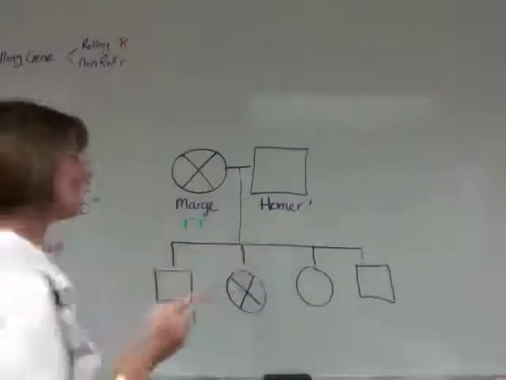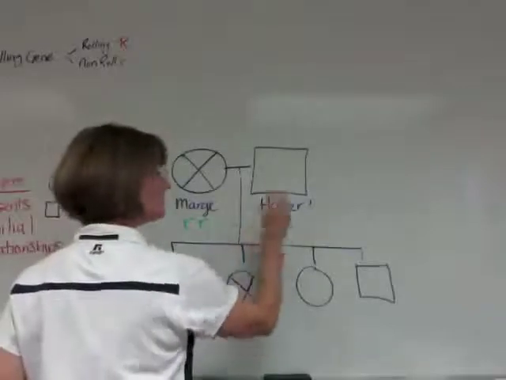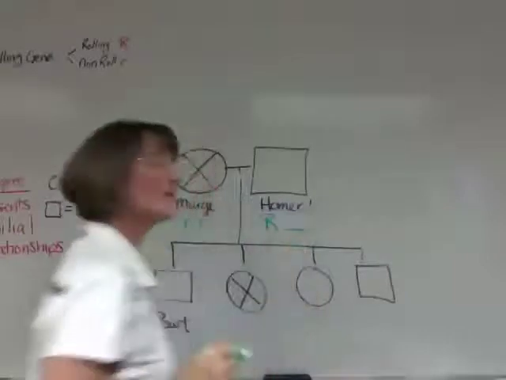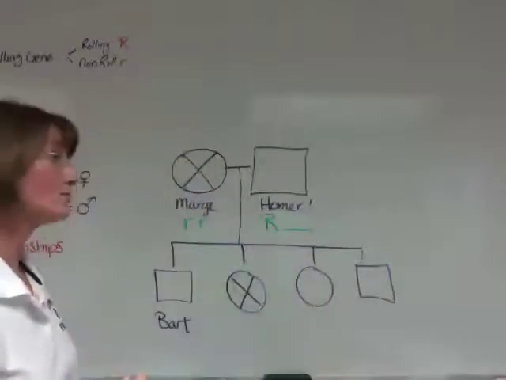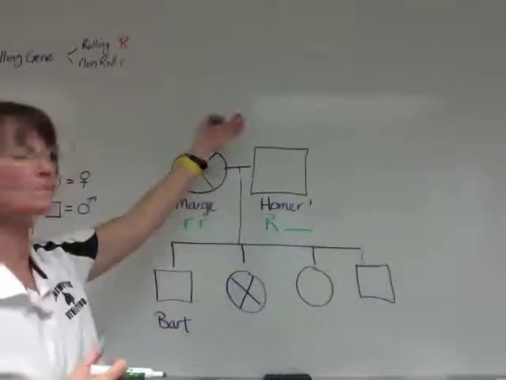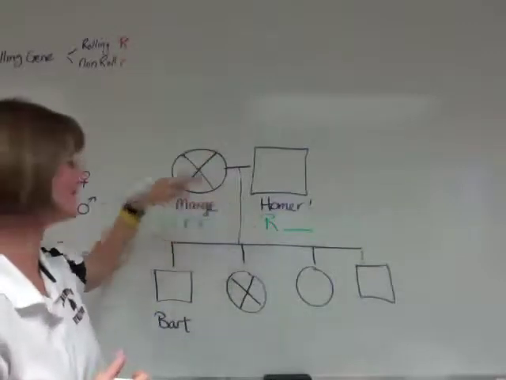Homer can roll his tongue. There's no X there, so he knows he can roll his tongue. But we don't know what his other allele is. Remember that mom and dad, we all have to have two alleles. We don't know anything about his parents, so now we've got to look to his kids.